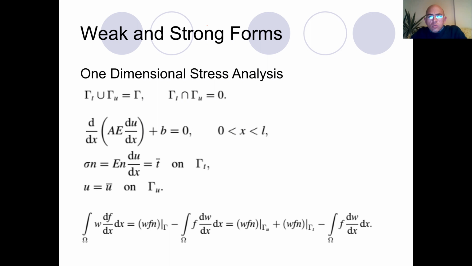Okay, so let's continue with the weak and strong forms. Now, let's see how we can obtain the weak forms and strong forms in physical problems. So heat transfer problem, one-dimensional stress analysis, and diffusion problem. Now, of course, here gamma denotes the boundary of the object that we want to analyze.